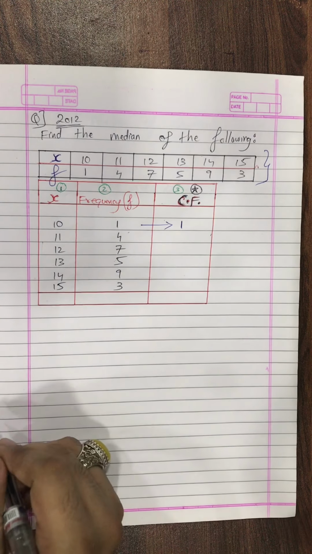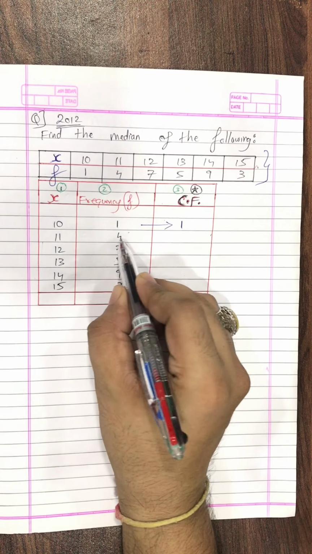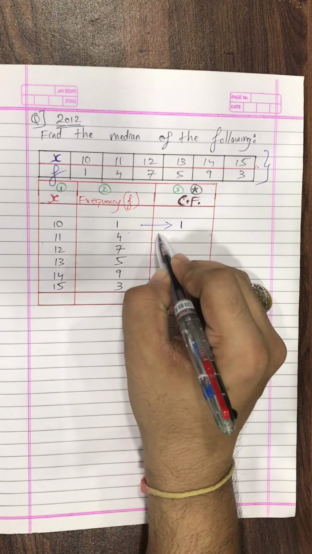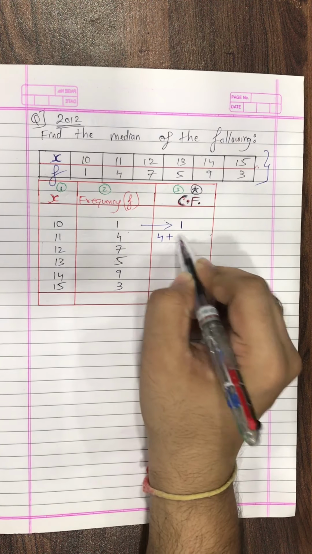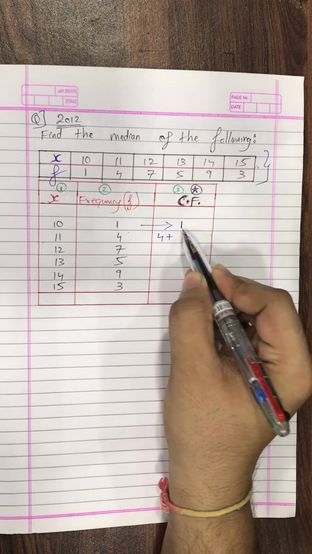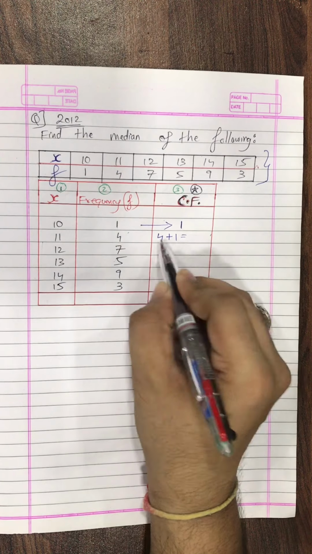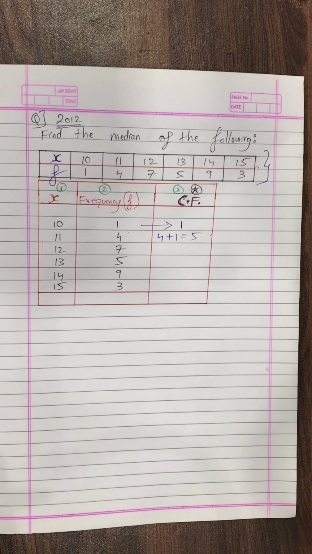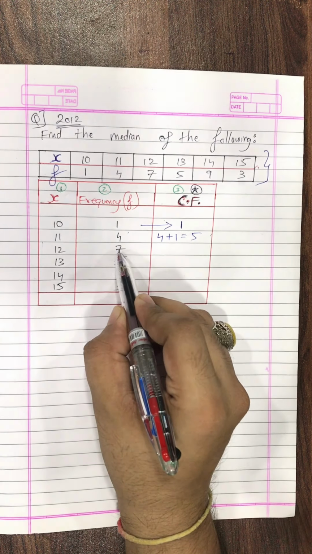Next, how to proceed? Now see this please. The next value over here is 4. So I will write here 4 plus the value of the above row, which is 1. 4 plus 1 becomes 5. Once again, the next value is 7 for the frequency.